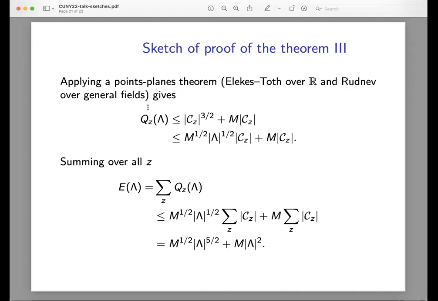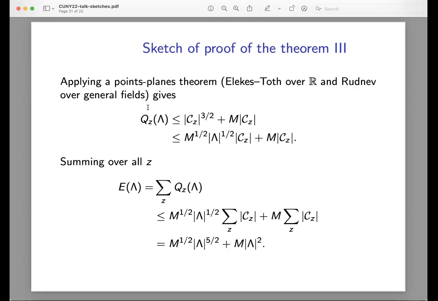And now, because later you will see we have control over the sum of the CZs, I need to put an upper bound. So I break CZ to the 3/2 as the maximum of CZ raised to the 1/2, and this is lambda. So M times lambda, and then I'm left with one more CZ. What I have done from the first line to the second is I have said that CZ is at most M times the number of transformations.